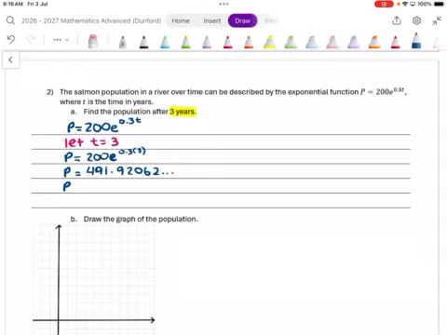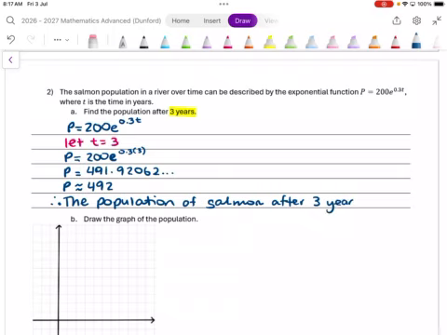Now, we can't have parts of a salmon in a salmon farm, in a river. So we have to round to 492. Because we've rounded, we need to use our little approximate equal sign, the squiggly line that means approximate to. Because it's a worded question, we want to write a worded answer: the population of salmon after 3 years is 492.